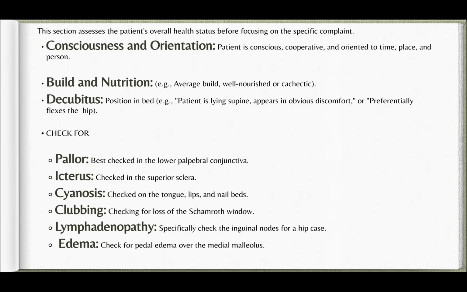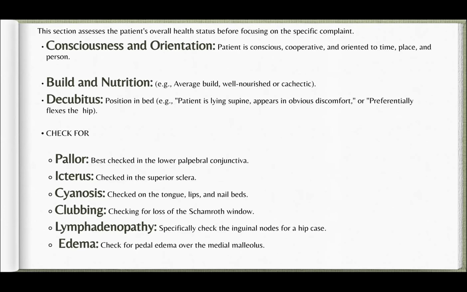Build and nutrition: whether he is average built and well nourished, or cachectic. Decubitus position in the bed. Generally, if the patient comes with pain, he is lying supine, appears in obvious discomfort, and preferentially flexes the hip. Next, we have to check for pallor, best checked in the lower palpebral conjunctiva for anemia.